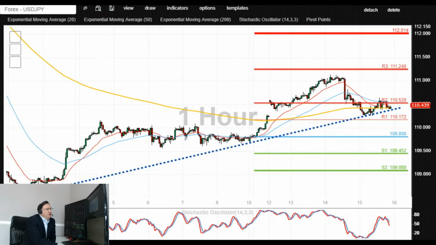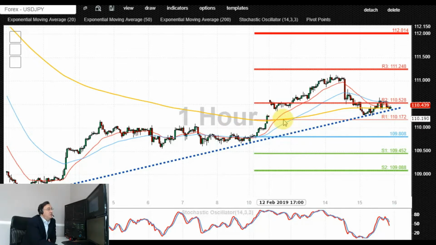Dollar yen appears to be quite nice and bullish. The key level for us to watch for dollar yen is at 110, 110.20 at the moment. Dollar yen is uptrending quite nicely, as indicated by the sequence of these higher lows and the rising support trend line. Price is coming back to that trend line, consolidating at the moment.